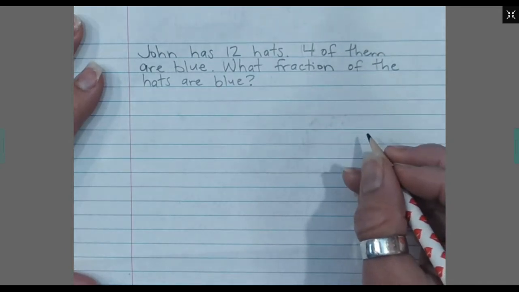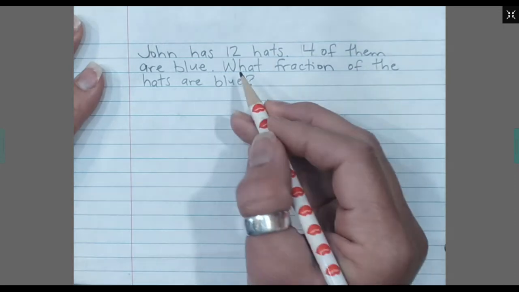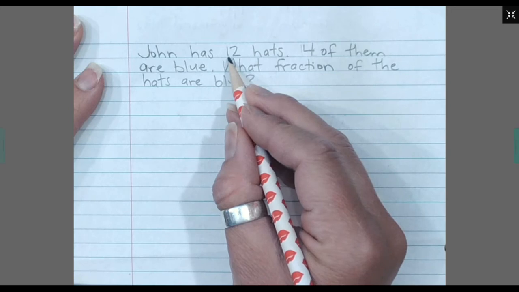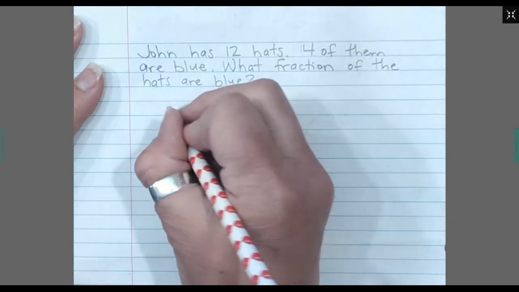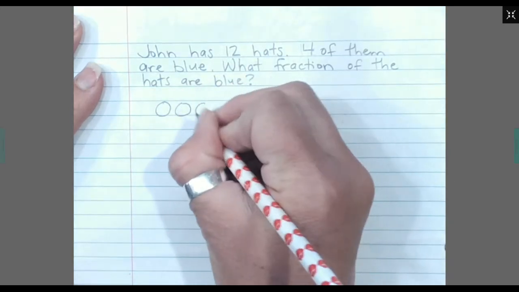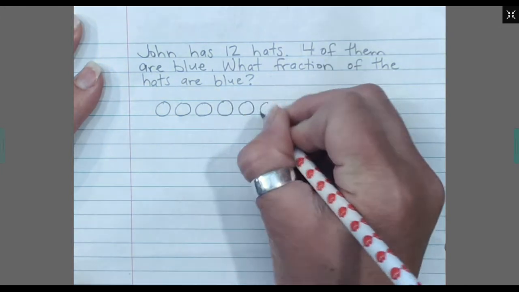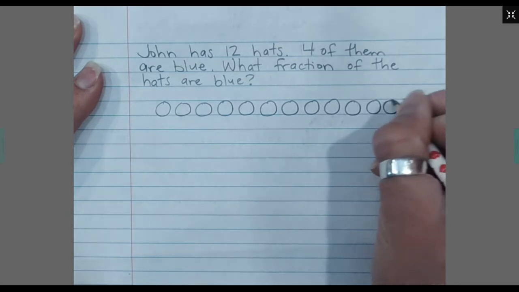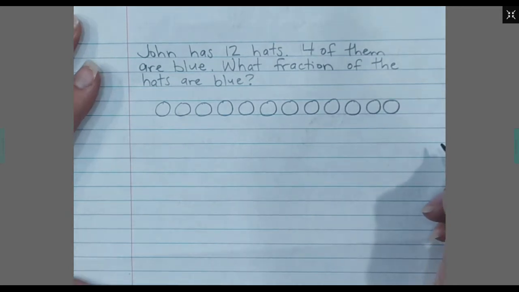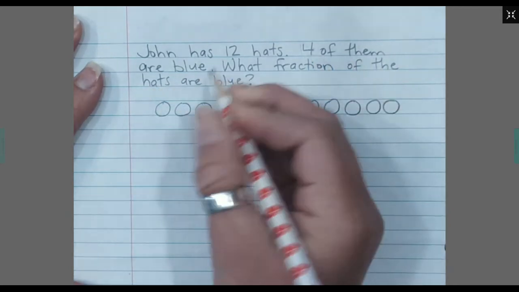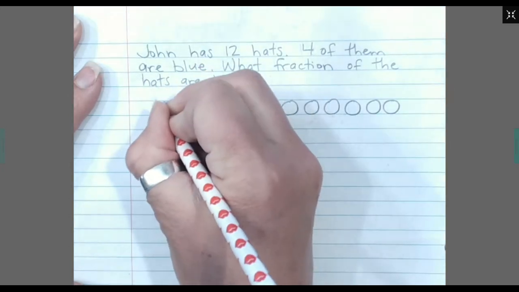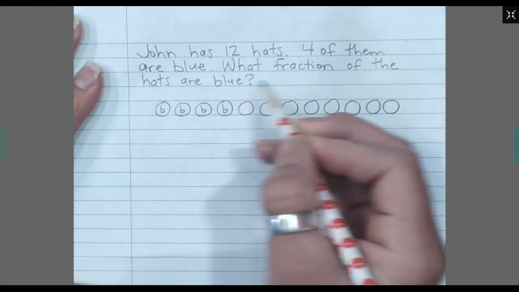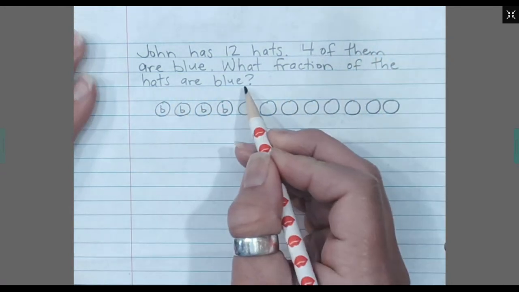First way, let's just draw a picture showing those equal groups. How many equal groups will we have? We will have a total of 12 equal groups. 1, 2, 3, 4, 5, 6, 7, 8, 9, 10, 11, 12. And we know of those 12 groups, 4 of them are blue. I'm going to label them with a B. 1, 2, 3, 4. What fraction of the hats are blue?